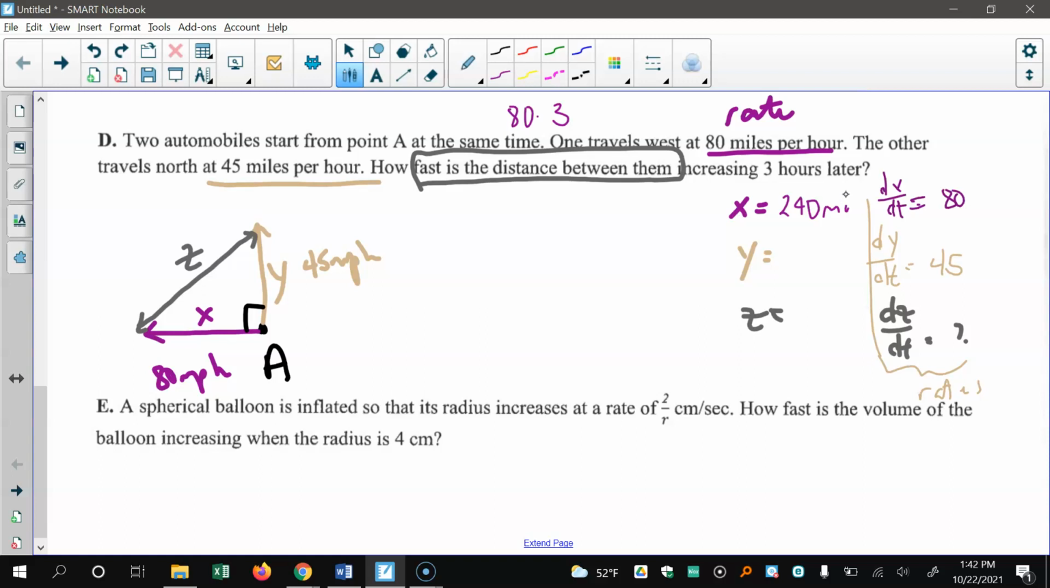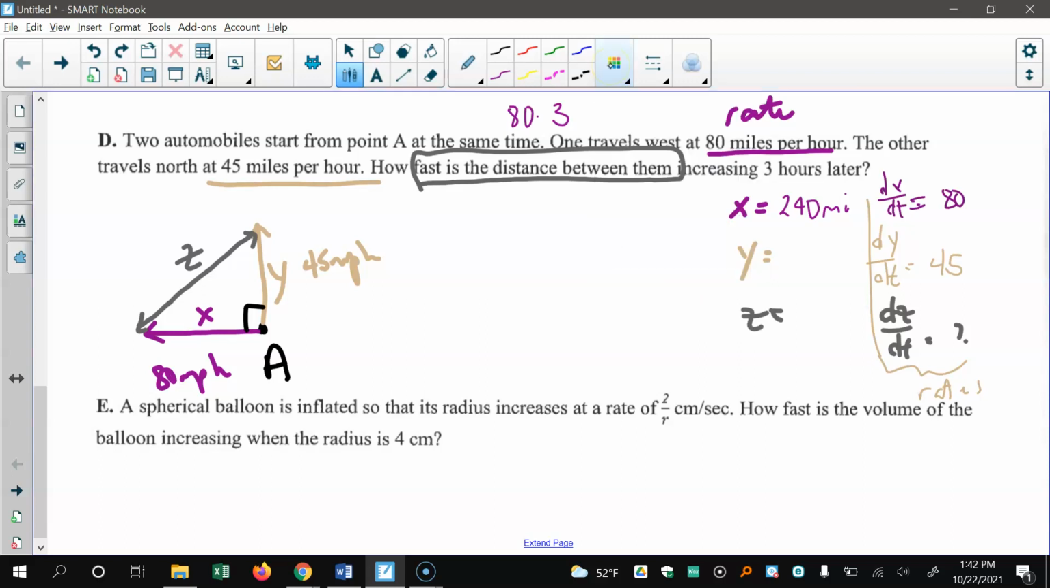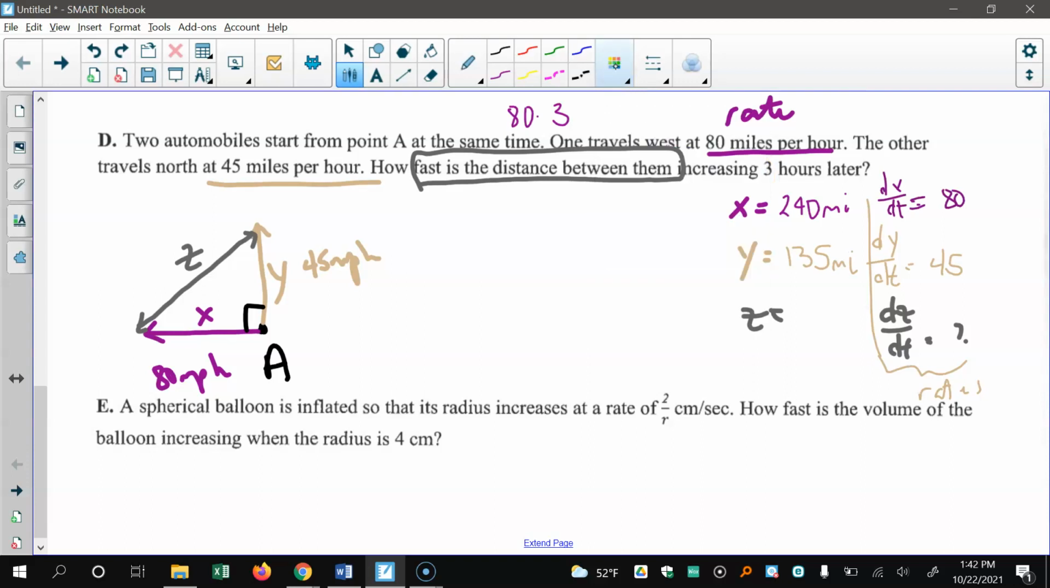Similarly, we can multiply Y by that value, and if we do 45 times 3, I believe we get 135 miles. And we need to find z, and we can do that with the Pythagorean theorem here. So I'm going to put this off to the side. We're going to need the square root of 240 squared plus 135 squared.